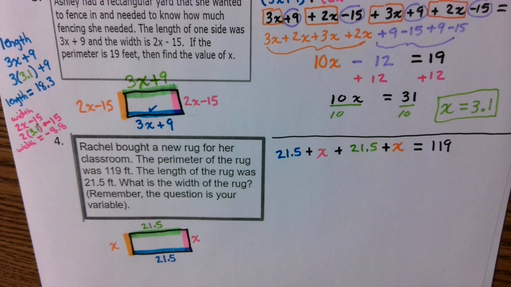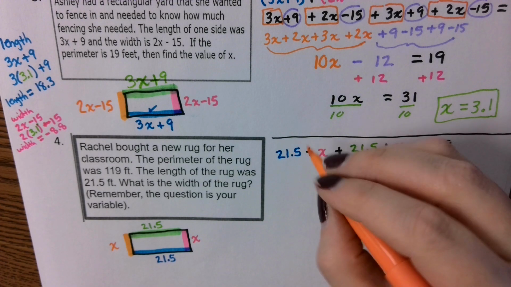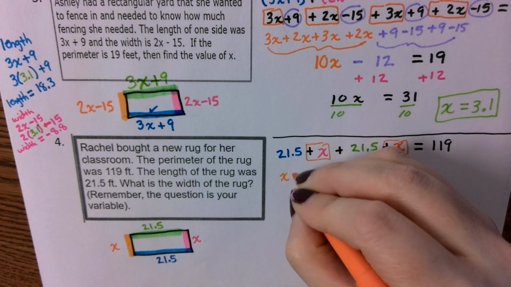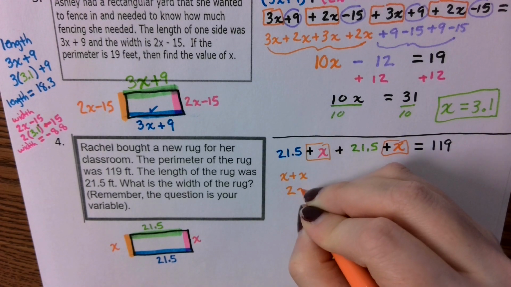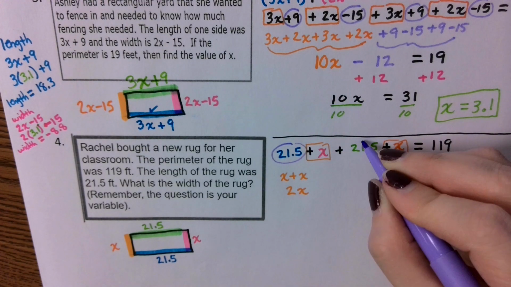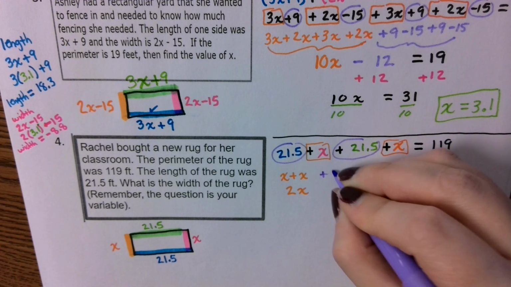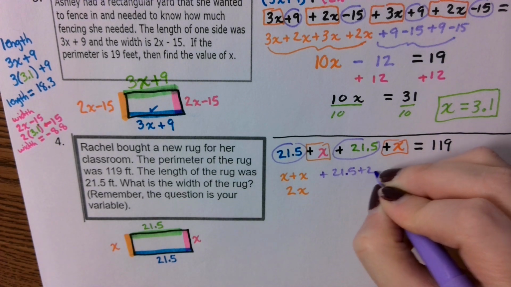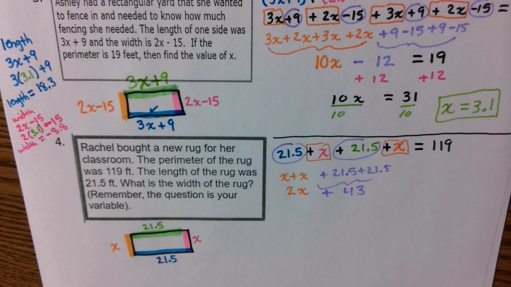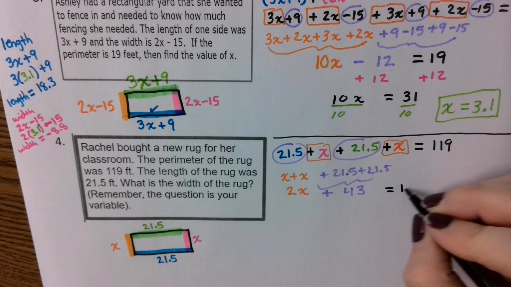We don't have any distributive property this time because we only had single terms for each of our sides. But we do have like terms. What like terms can we add? X and X, right? We can add those together. What's X plus X? 2X. What else can we combine? Good. 21.5 and 21.5. What do we get when we do 21.5 plus 21.5? 43. Good. And the whole thing is set equal to 119.